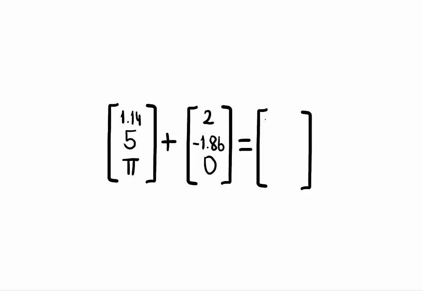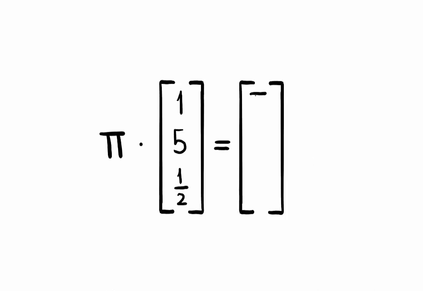Consider the following. In this problem, we are going to apply what we have learned in the previous section and add the entries of the vectors together. The resulting vector's entries are the addition of the two vectors' entries. Similarly, in this example, we are going to multiply pi with all of the entries of the vector to find the product.